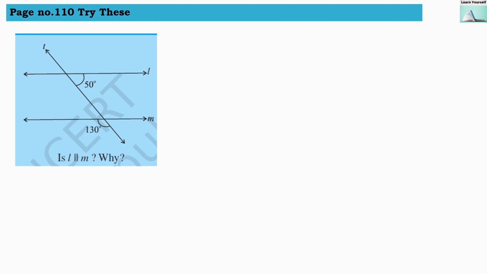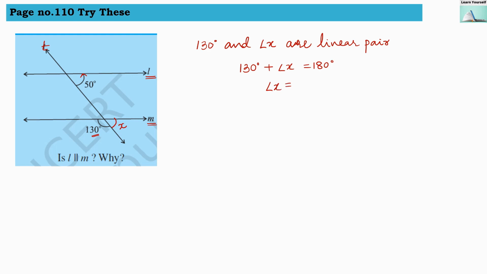Second example. Line L and line M, and this is our transversal T. First angle is this, that is 50 degree, and second angle is this, which is 130 degree. Now we have to answer, is L parallel to M, why? Now let us find the measure of this angle. This 130 degree and angle X are making a linear pair. Because of that, when we add them, they will give us 180 degree in total. So angle X will be equal to 180 minus 130. So we will get the measure of angle X, and that is 50 degree.